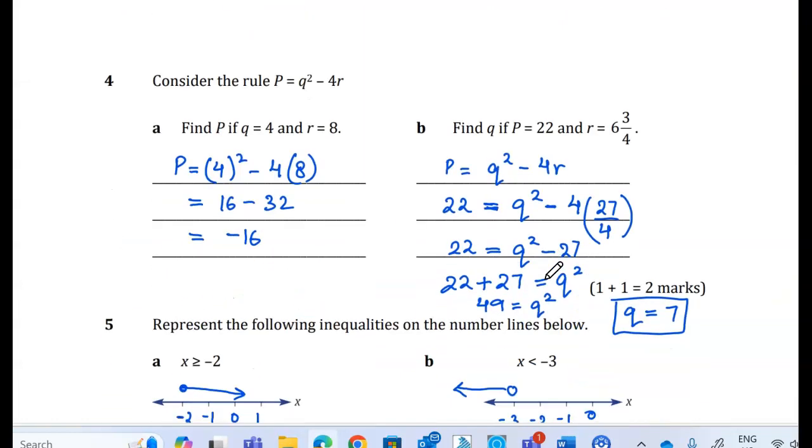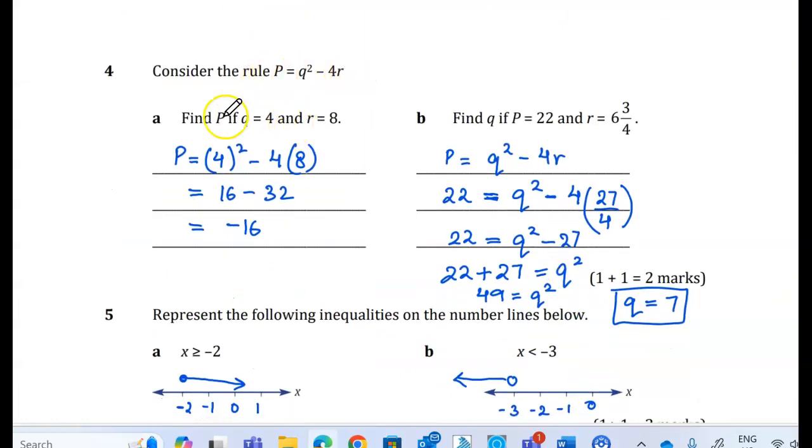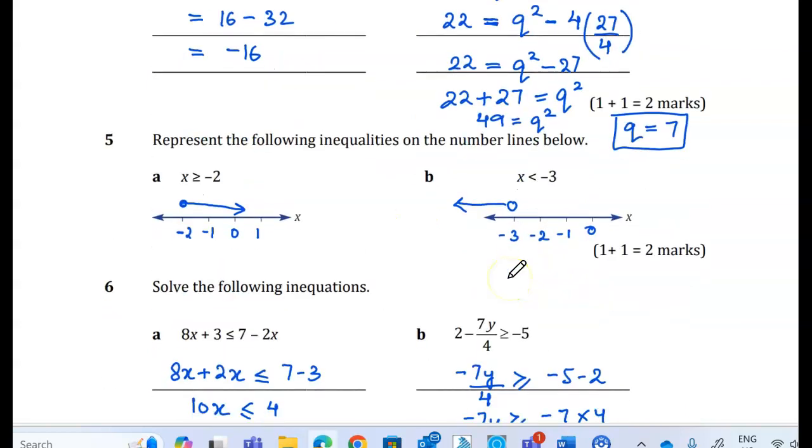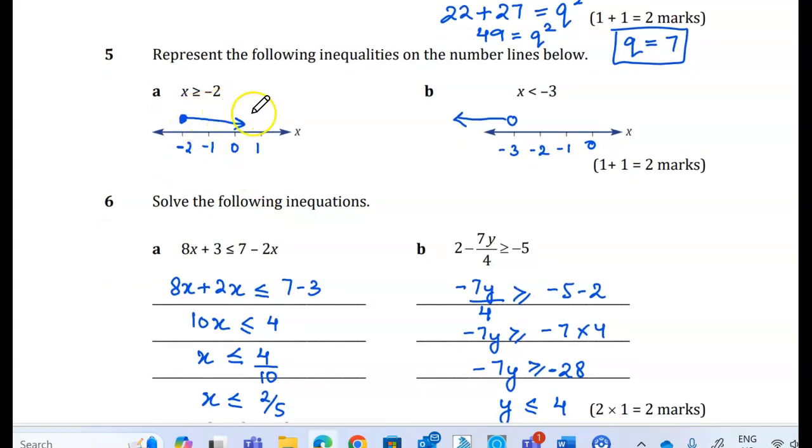Next one, consider the rule p is... okay, so all you need to do is substitute. Okay, represent the following inequalities on the number lines below. So all you have to do is, please remember, if it's greater than or equal, you have a solid dot. If it's not equal, you have a hollow dot. Please make sure you draw exactly like this.